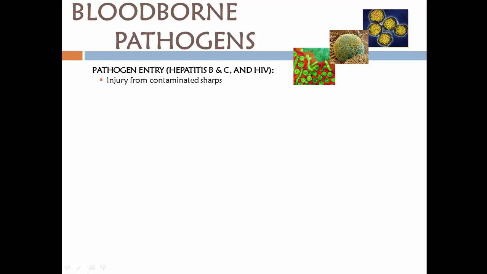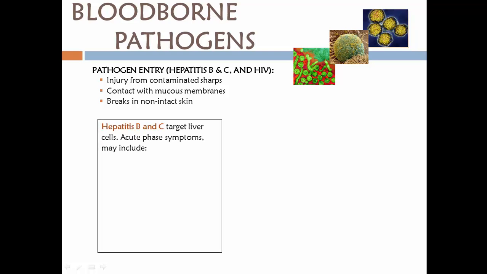Viruses causing hepatitis B and C and HIV gain entry from contaminated sharps injury, contact with mucous membranes, or through breaks in non-intact skin. Hepatitis B and C viruses target cells of the liver.